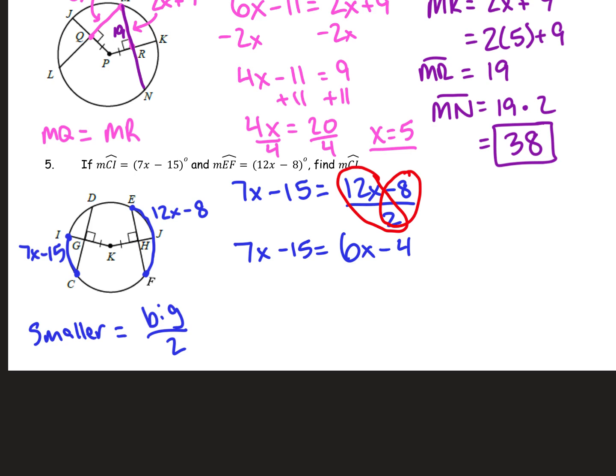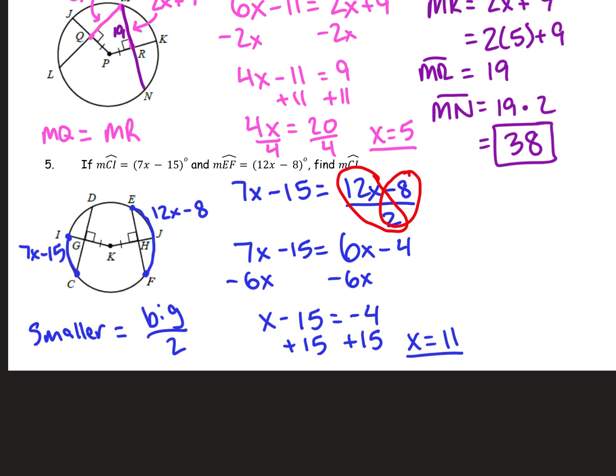And this one is even nicer. I like this one. Check it out. Obviously, 6 is smaller than 7, so I'm going to subtract 6x from both sides. That will leave me with just 1x minus 15 equals negative 4. And then we can add 15 to both sides and find that x equals 11.